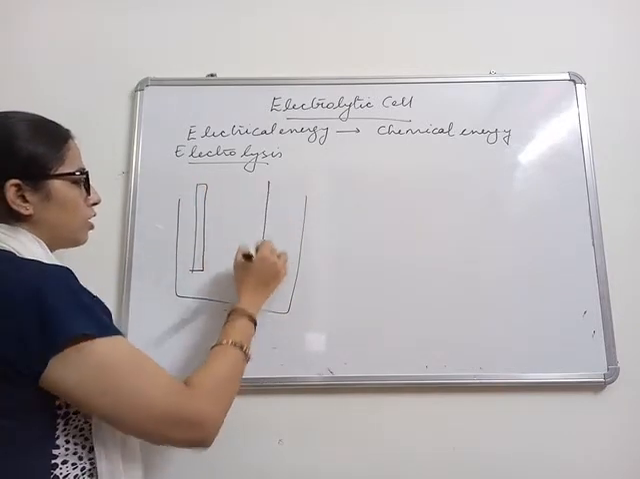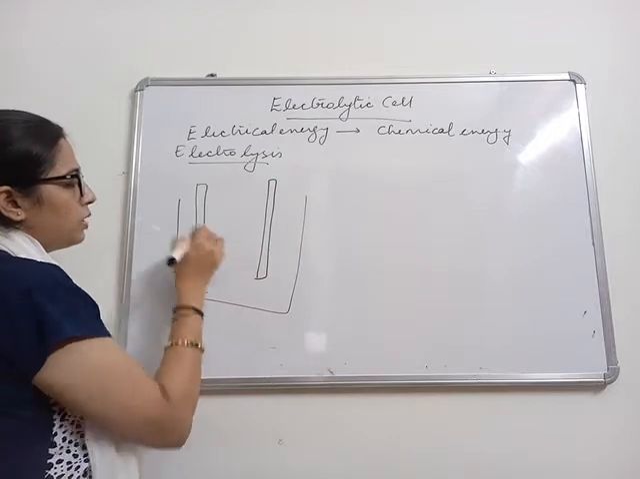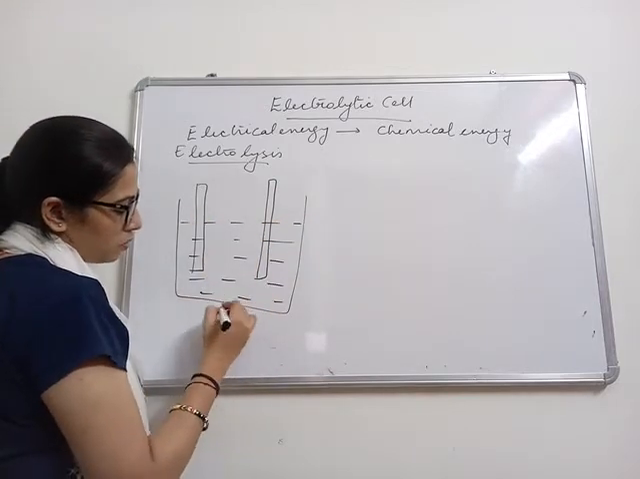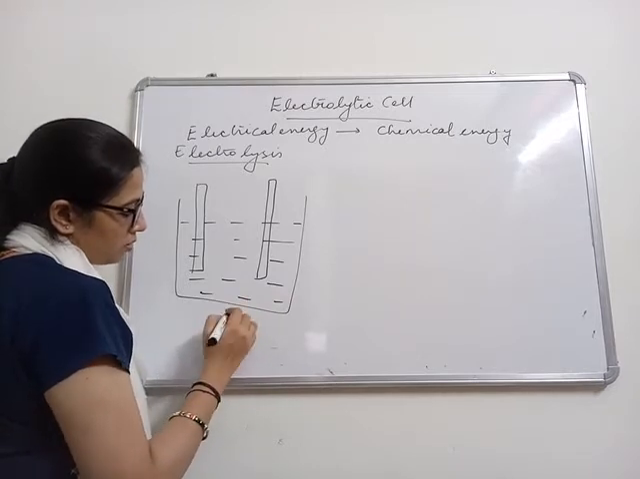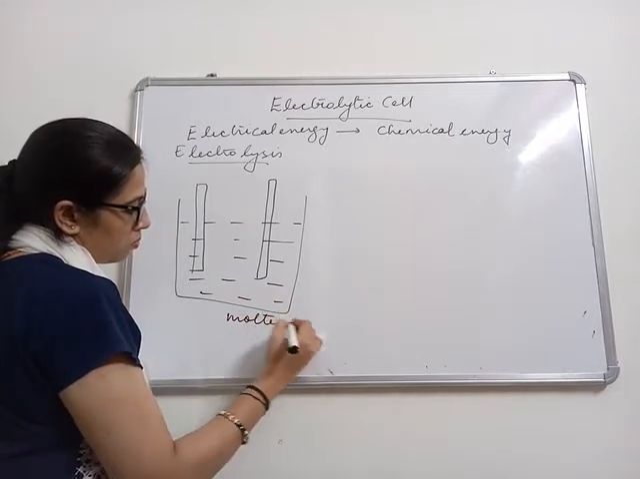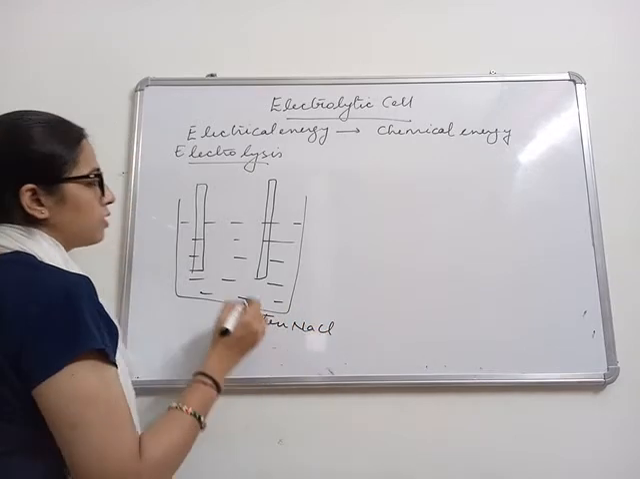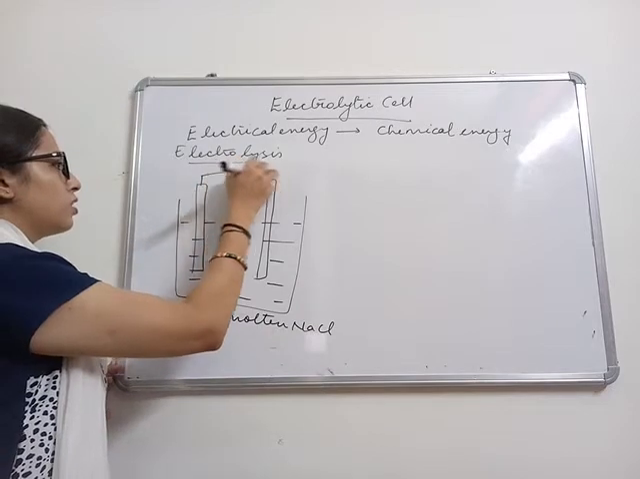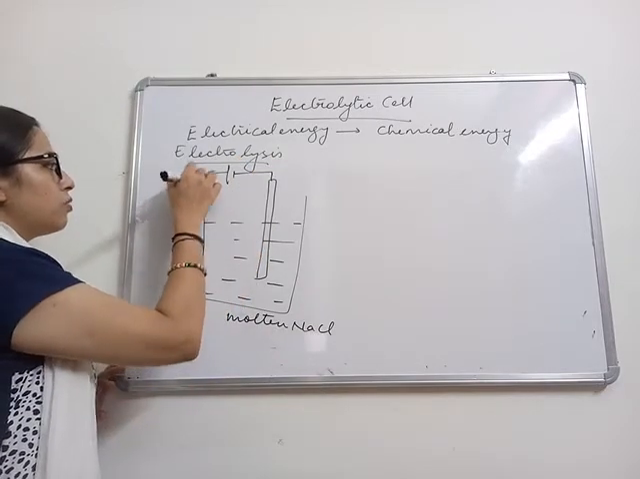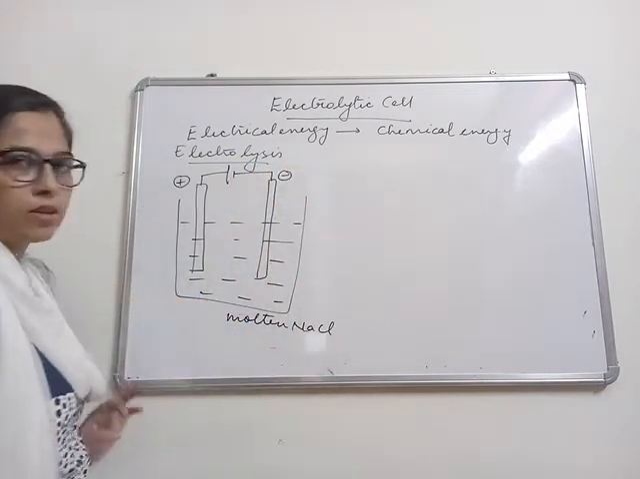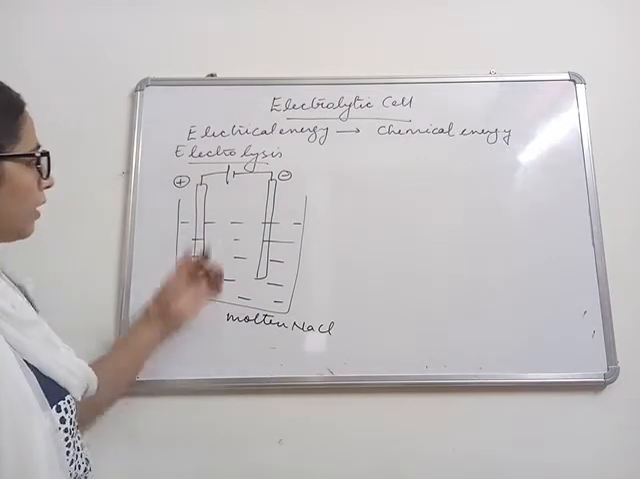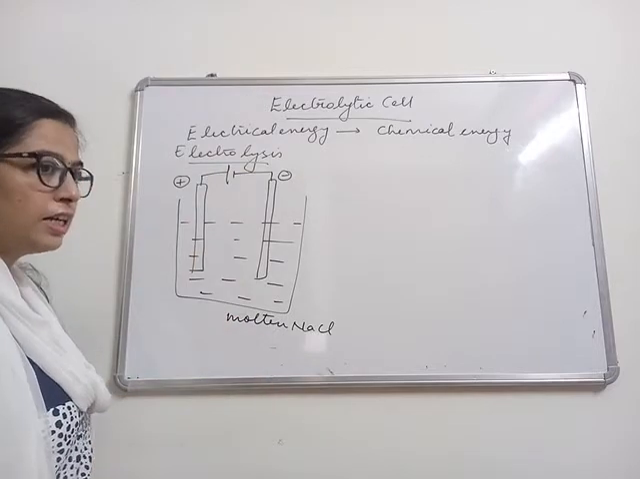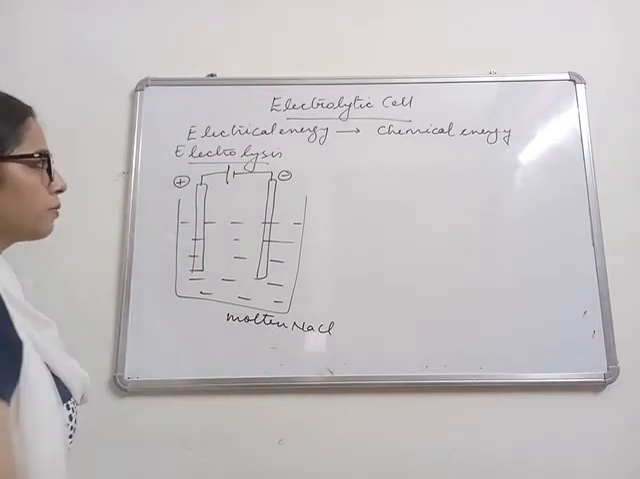You have two electrodes which are dipped in the same solution, and the solution should be either aqueous or molten. Let this be molten NaCl. And in this you have two metallic rods which are connected to two terminals. This is the positive terminal and this is the negative terminal. So you have an external source giving electrical potential, and then NaCl will decompose and convert into further products.